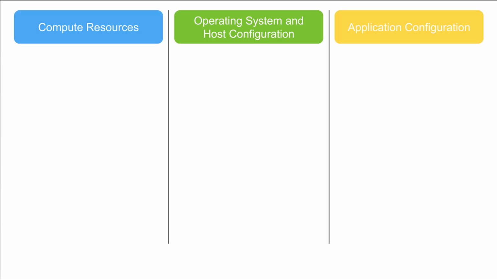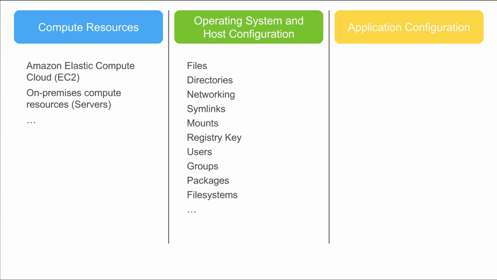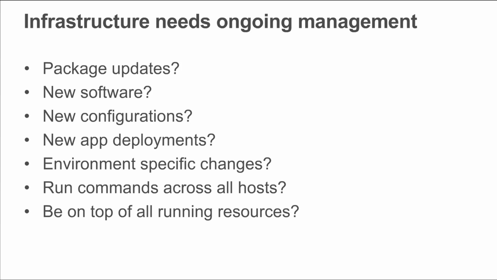So let's run through the process real quick. First, you provision your compute resources. And this can be done through CloudFormation or an auto-scaling group. And once your host is up and running, you can automatically configure files, directories, networking, registry keys, users, groups, and so on and so forth. And now that your OS is configured, you want to set up the application. This includes pulling down application dependencies, application-specific configurations, service registrations, credentials, and so on and so forth.